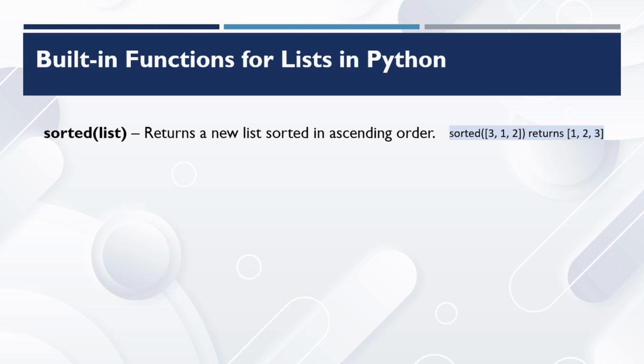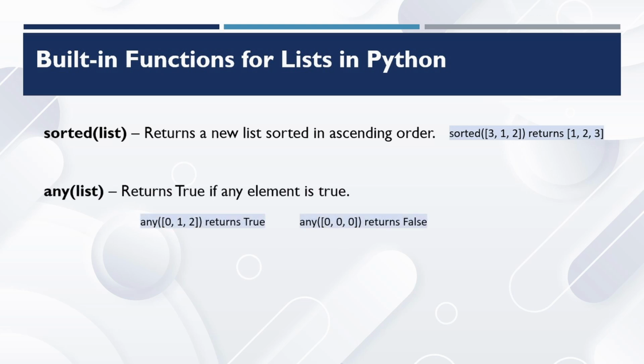The sorted function. The sorted function returns a new list sorted in ascending order without modifying the original list. The any function returns true if any element in the list is true. For instance, any of the list elements 0, 1, 2 returns true. Again, any of the elements 0, 0, 0 returns false because not a single element is true.